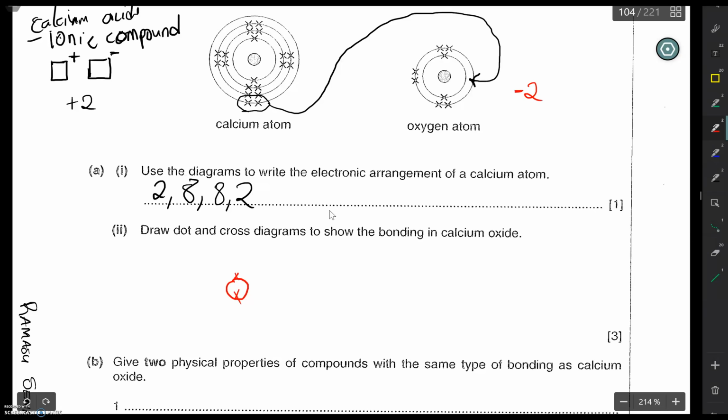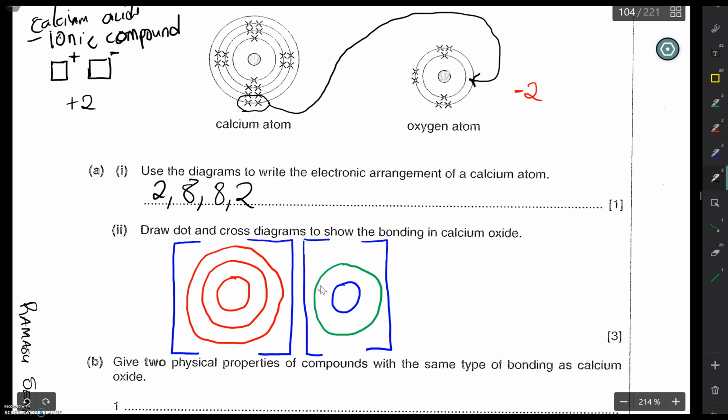Which are the 2 inner electrons. So you have 1, 2, and 3, right? So this is for calcium. Now this is too big. I'm going to pause the video and draw the atoms.